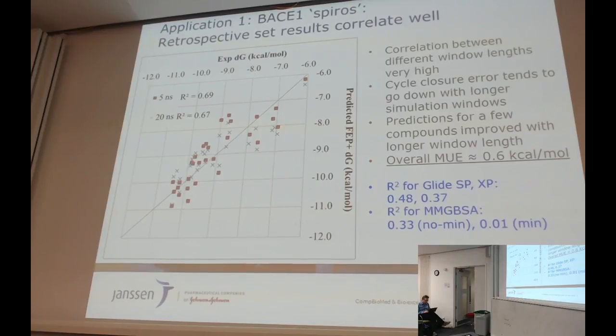But this is a good result now. This is 32 compounds and we've got a reasonably good correlation. Okay, we've got an easy point at the top which is helping the correlation. But the MUE here is really good. It's only 0.6 kcal, and I can tell you that it doesn't change much between 5 and 20 nanoseconds, suggesting that sampling didn't make a great deal of difference in this case. And we'll see later that there are many cases where it will. That's because these compounds are very close analogues.